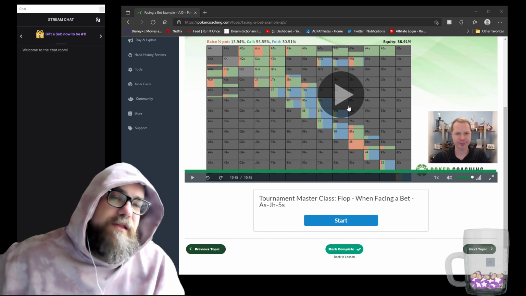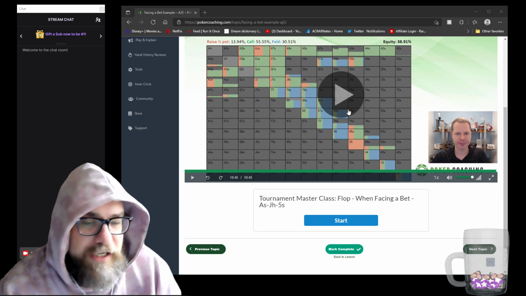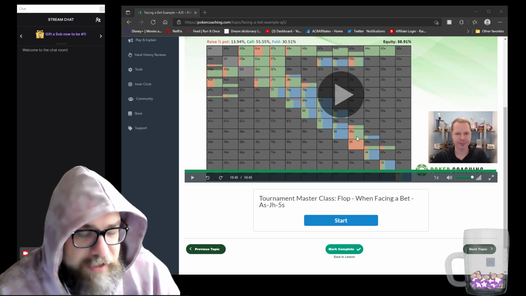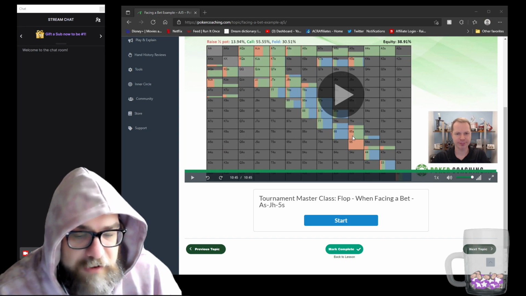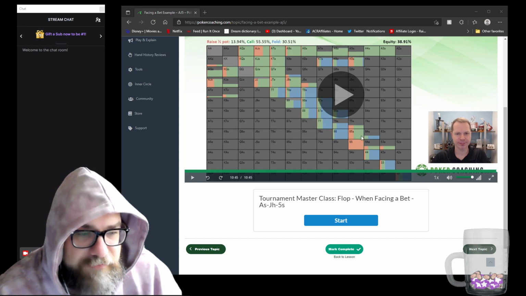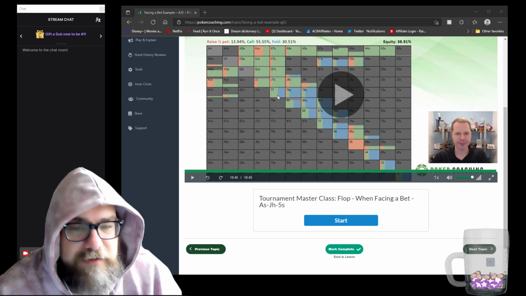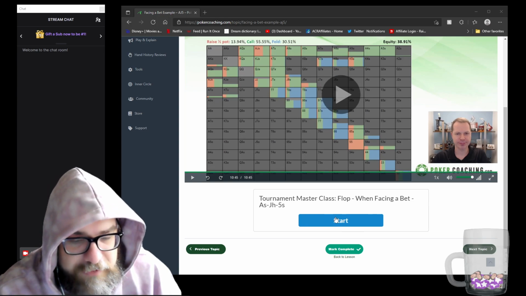So it was one of those things that I knew how to do, but I didn't know why I was doing it. And then raising with hands in position like bottom pair and the spade draw just makes sense because of the amount of folds that we get in position. So interesting that I knew it, but didn't know why I knew it.